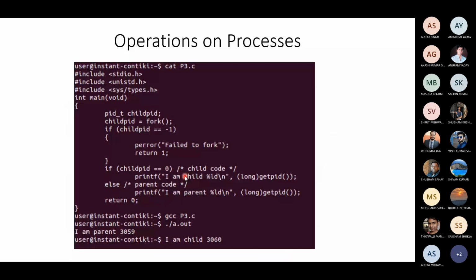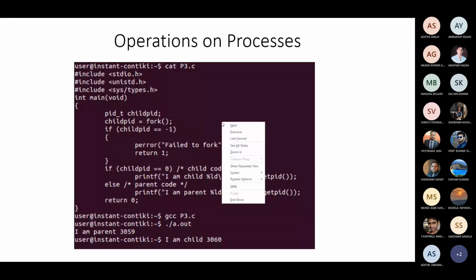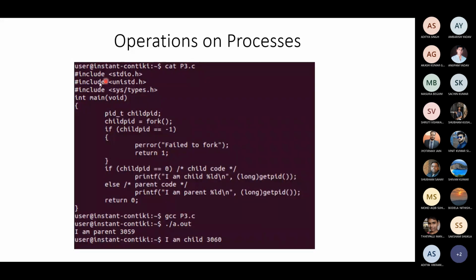Yes, sir. So let me show another example. What we did here is a detailed example of understanding the entire fork system call. I defined simple header files, and I defined a variable process identifier, child PID. Then I called a fork system call.